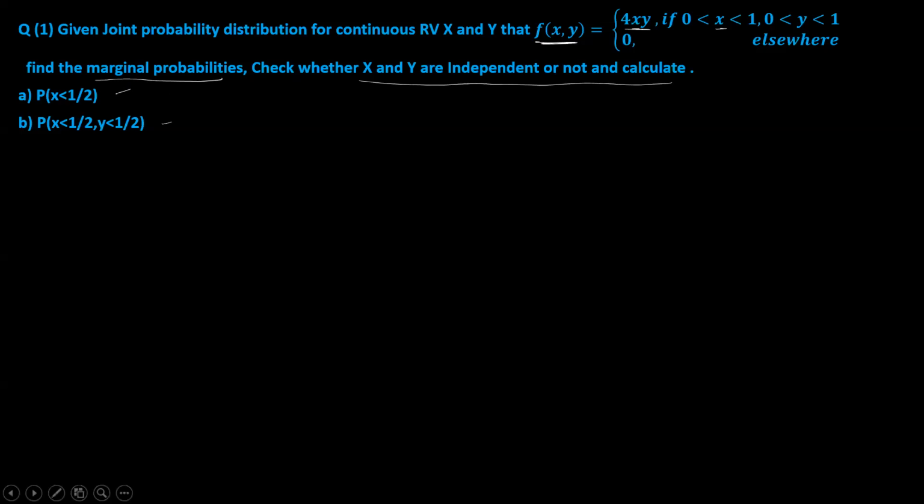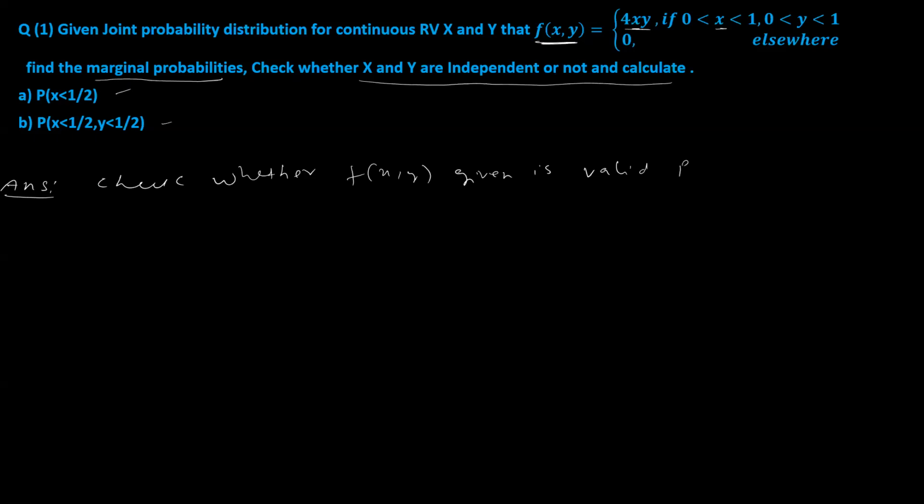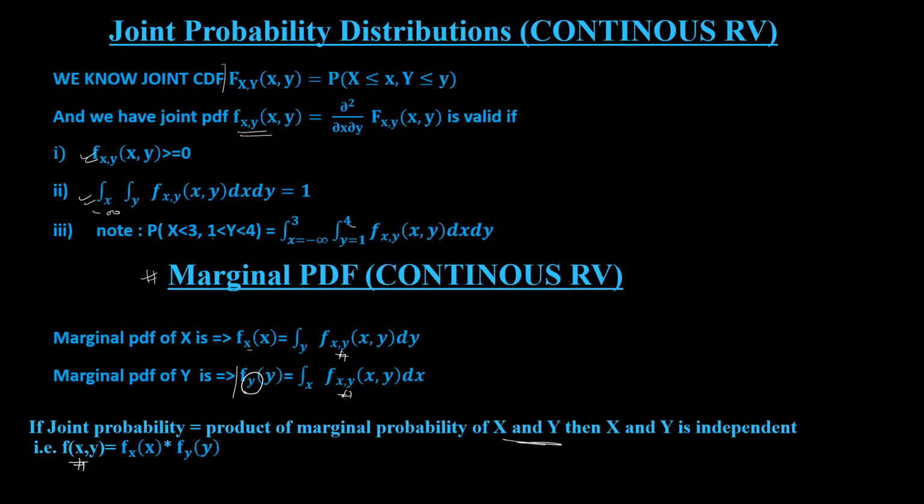So before I find the marginal probability, first you check whether this density function is valid or not. So first thing what you have to do is check whether the f of xy given is a valid PDF or not. And how to check whether it's a valid PDF or not? This condition I will apply.